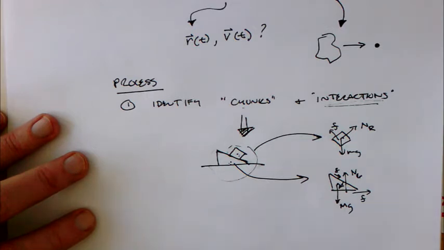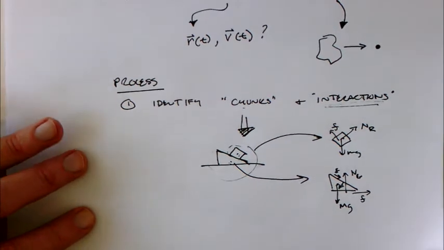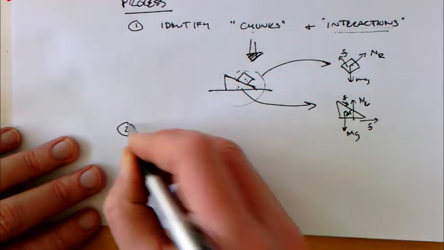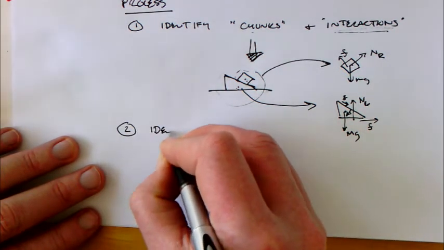Okay? You'll note that I haven't talked at all about a coordinate system yet. I haven't talked at all about equations of motion yet. I've just said this is how I'm thinking about the system, what the chunks are, and what the interactions are. The second thing that I'm going to do is identify a coordinate system.